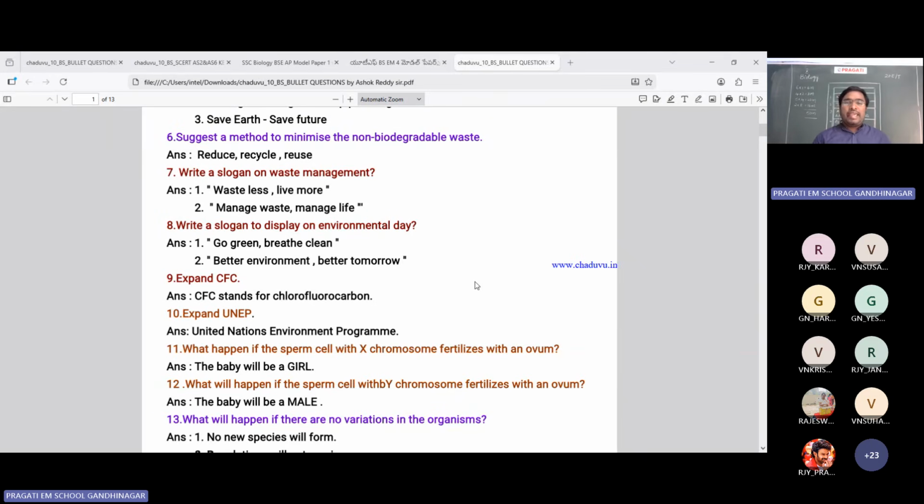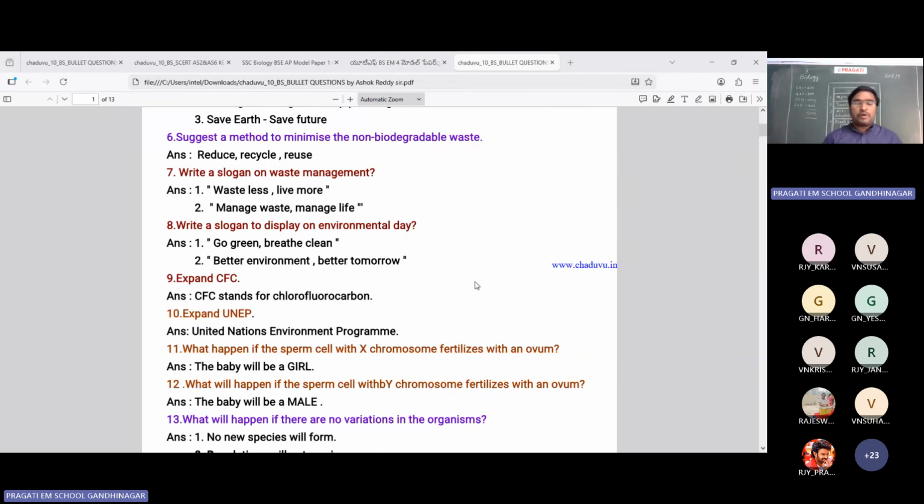9th question, expand CFC. CFC stands for chlorofluorocarbon. And next one, expand UNEP, United Nations Environment Program. Okay. 11th question, what happens if the sperm cell with X chromosome fertilizes an ovum?